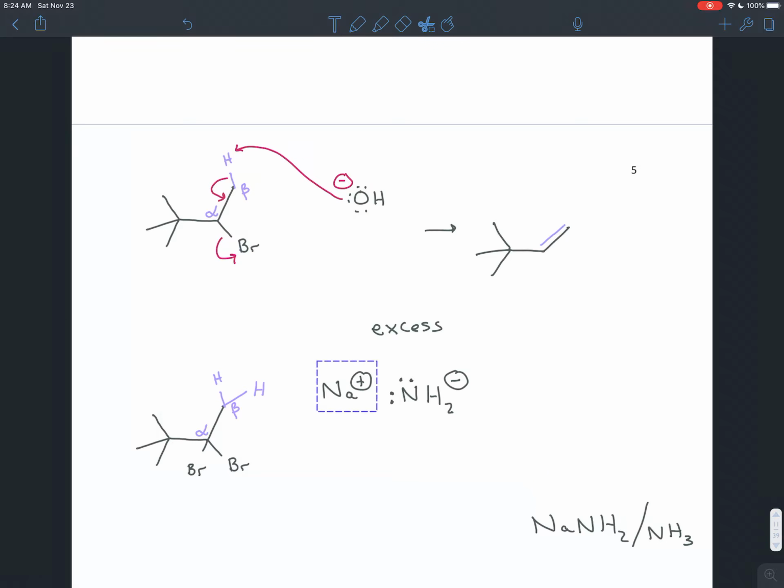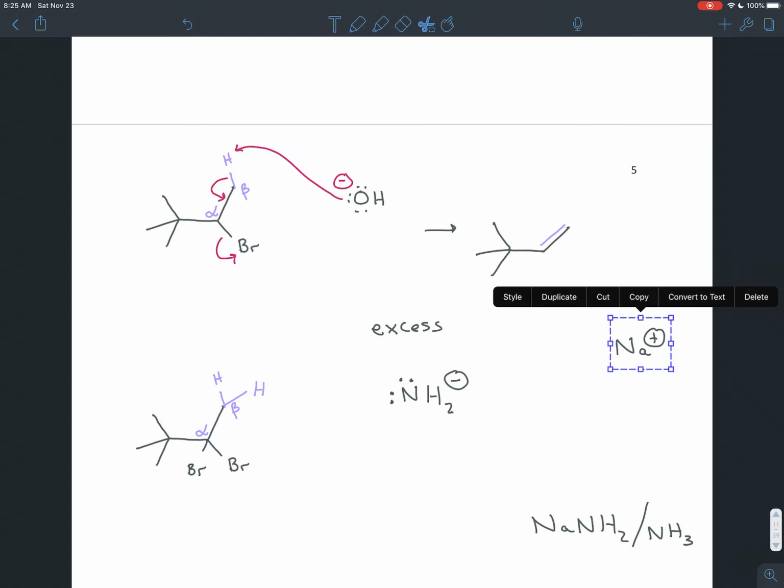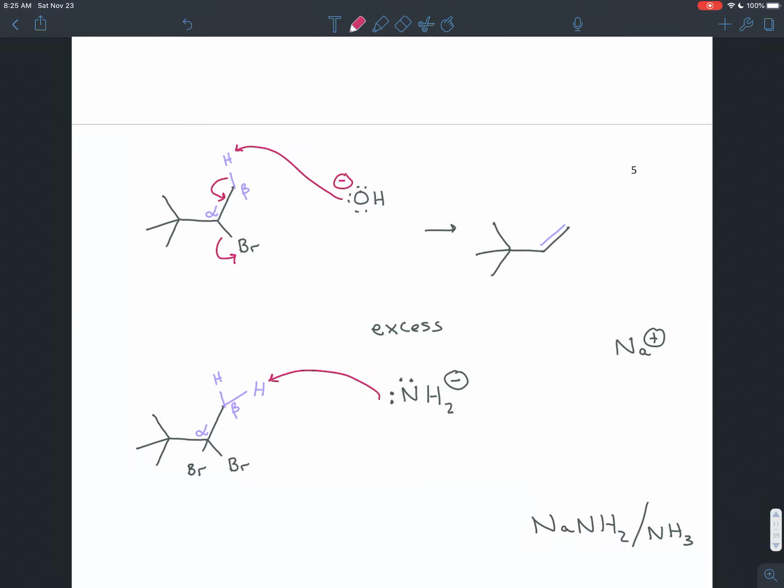When you put this into solution, the sodium goes its own way. It's a big atom, spreads and dilutes that charge out, and is really stable. The nitrogen, on the other hand, is not. And so it's a really strong base. The first equivalent steals one of these hydrogens. The electrons go toward the leaving group and kick one of the leaving groups off.